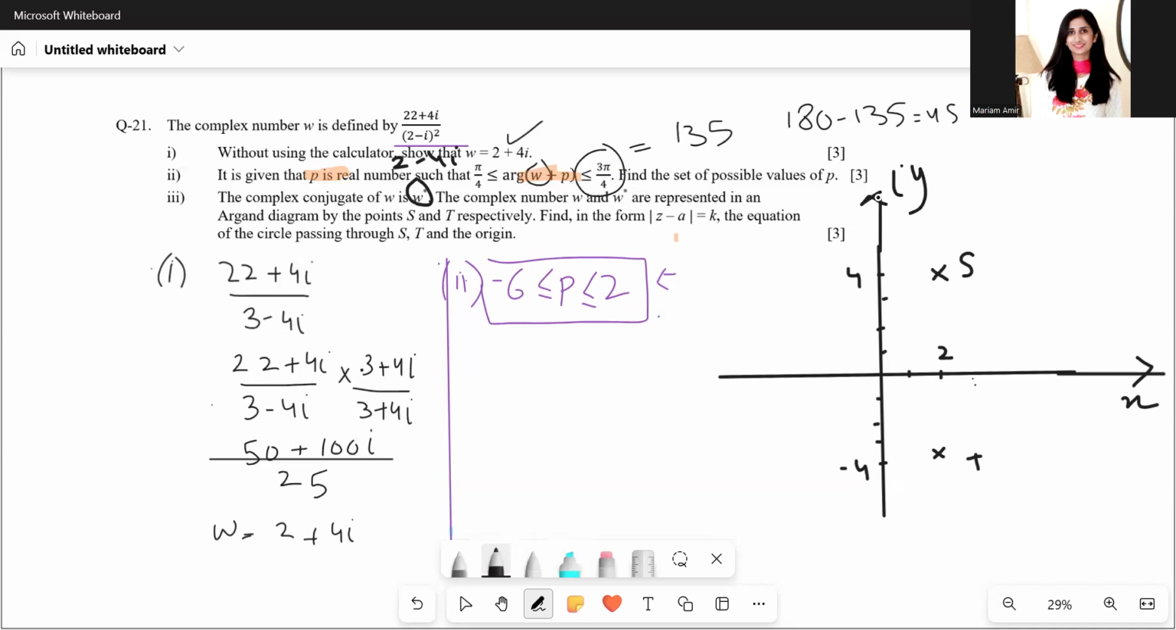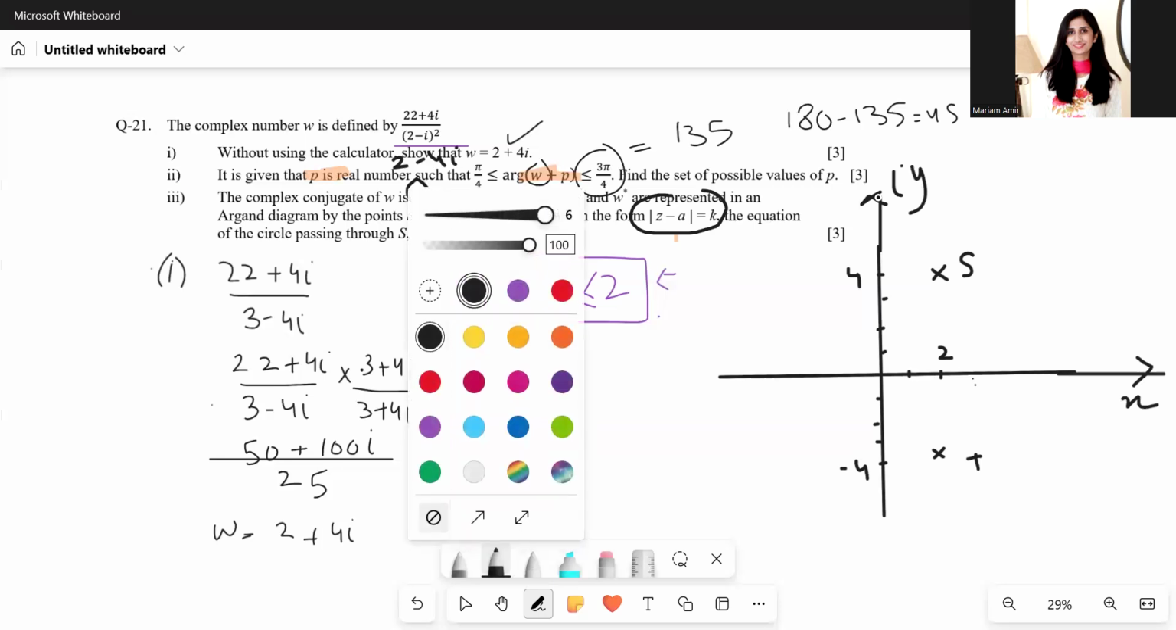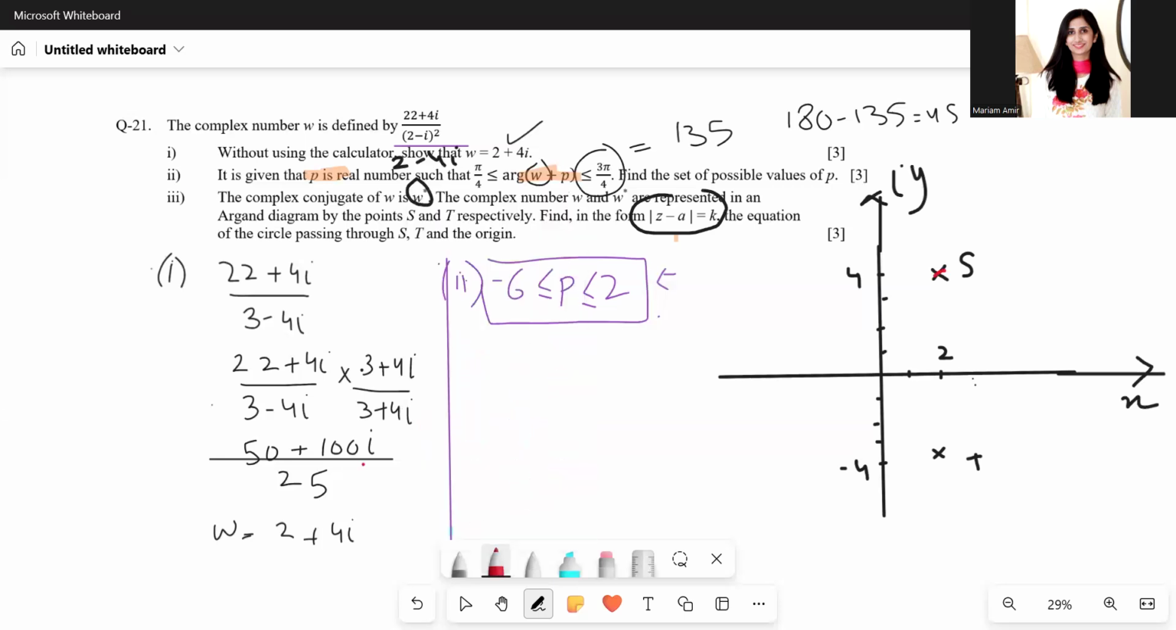Next it says, find in the form of modulus of z minus a equals k, the equation of a circle which passes through S, T, and the origin. All right, so let's make a circle pass through origin, S and T. It's going to be something like this. And we need to find the equation of the circle. That means we need its center and we need its radius.